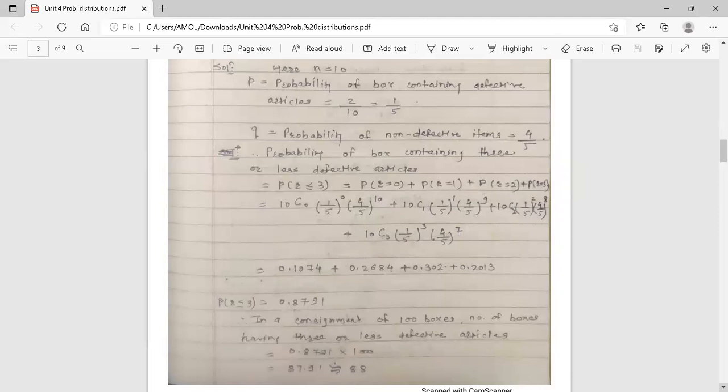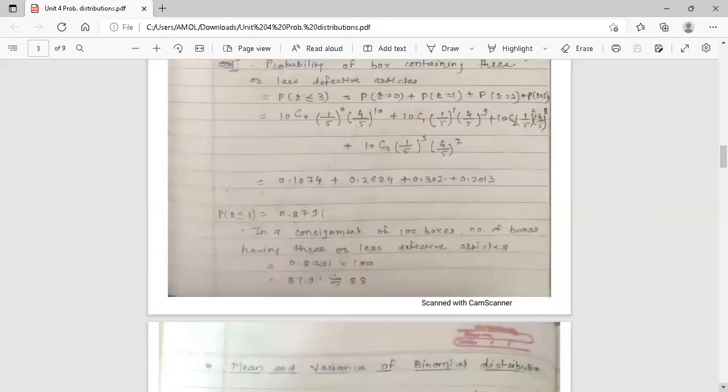Now adding all the terms, you calculate every term one by one and then do the addition of all the terms. This is the step where probability of every term is calculated and then you just add all the values. So probability of R less than or equal to 3 is 0.8791. So this is the probability of a box containing 3 or less defective articles.